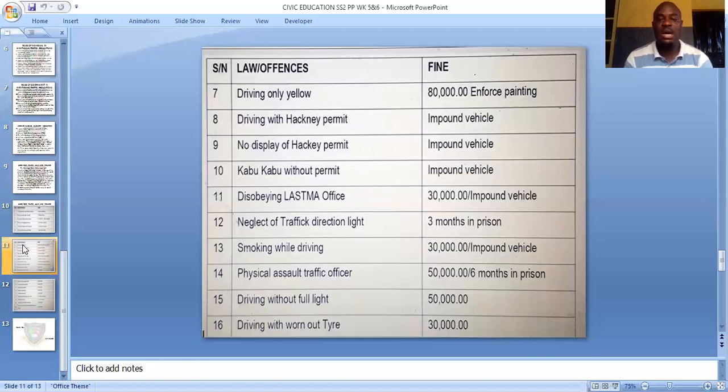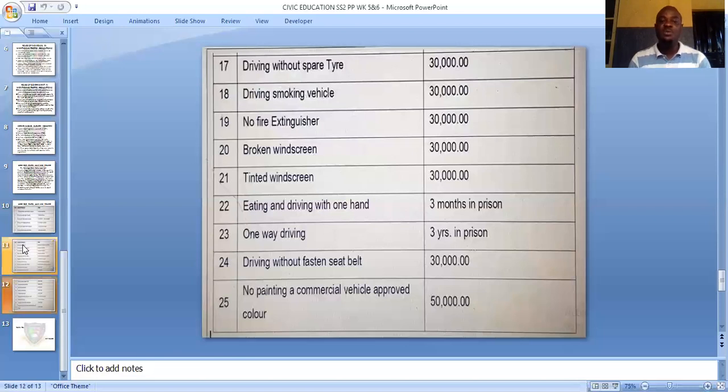Smoking while driving, 1,000 naira fine or impound vehicle. Physical assault of a traffic officer, 50,000 and 6 months in prison. Driving without full light, that is a 2,000 fine. Driving with one out tire, that's a 10,000 fine. Number 17, driving without a spare tire, 30,000 fine.